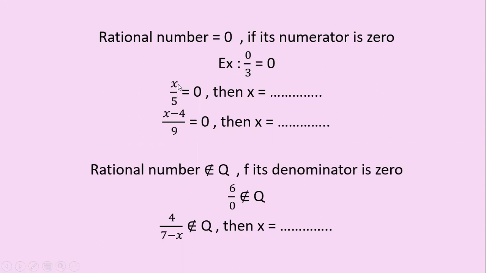For example, x over 5 equals 0, then x equals what? We think about a number which, when we divide it by 5, gives me 0. Yes, it's 0. 0 divided by anything is 0.